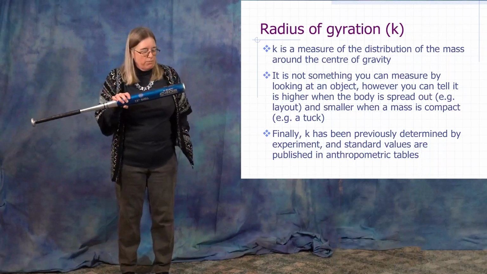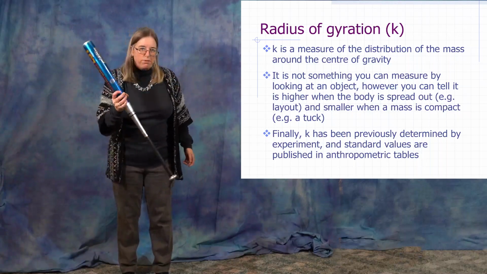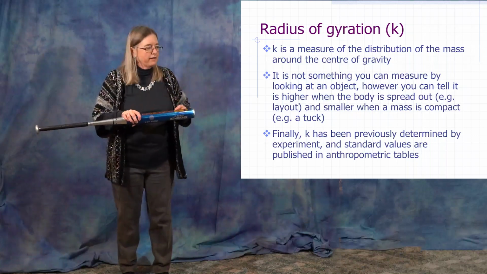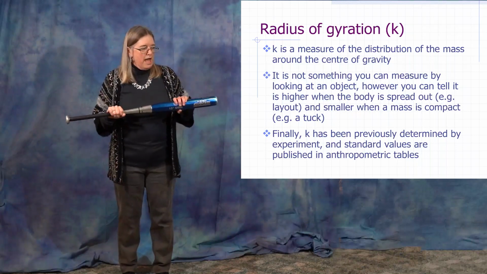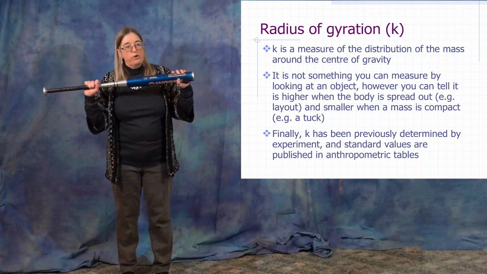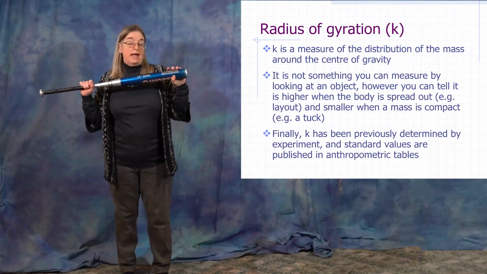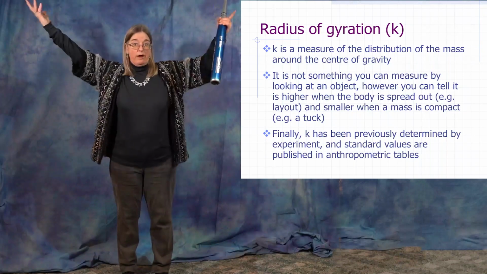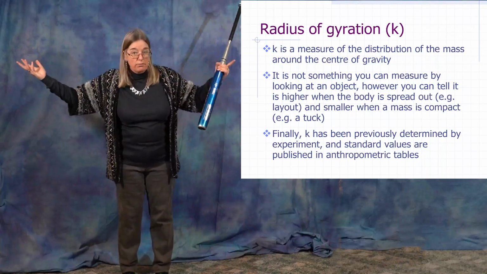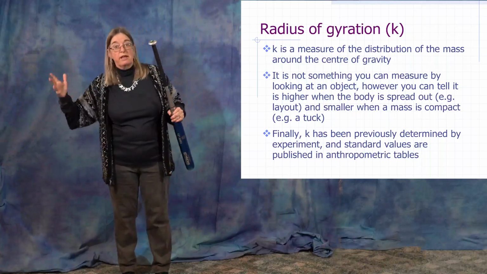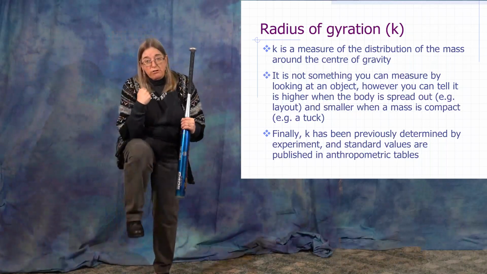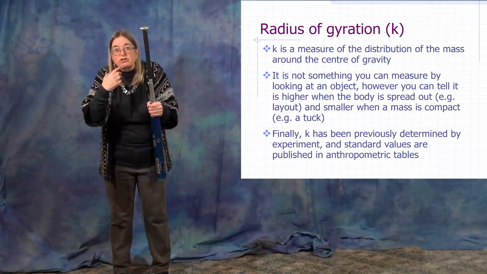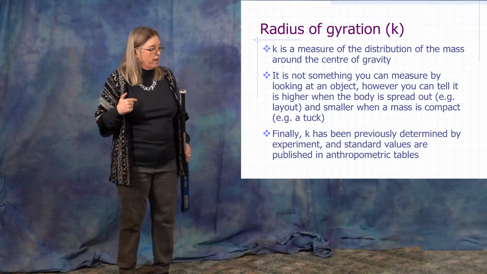Again, you can't measure it by looking at it. You look at the characteristics of turning it in order to calculate it. If you have a body, for example, and you're doing a turn and you're in a more laid out position, the body is going to have a higher moment of inertia. If you're in a tucked position, it's going to be a lower moment of inertia because the mass is much closer to the center of gravity of the whole body.